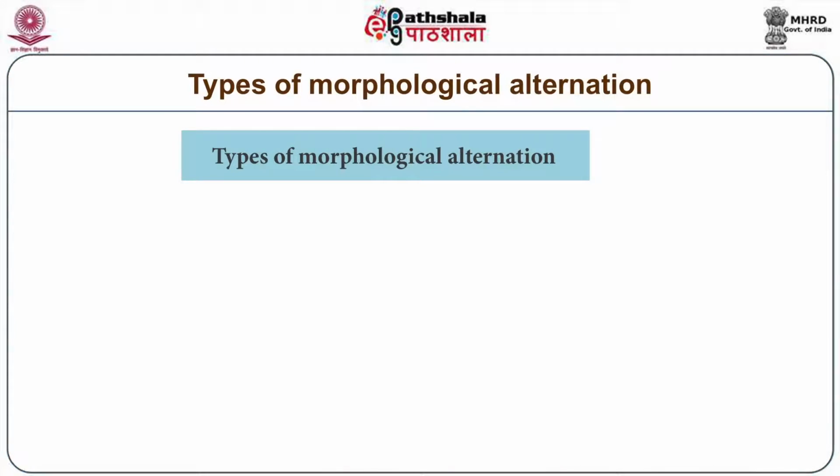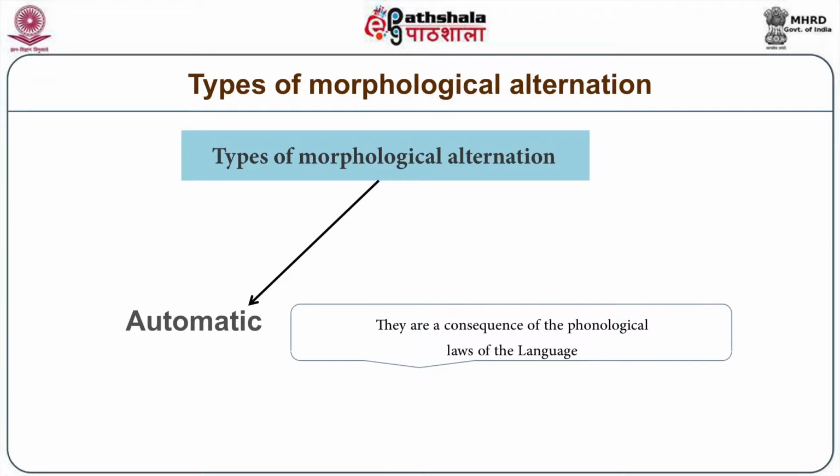Now let us classify alternations into 3 types. Some alternations are automatic. They are a consequence of the phonological laws of the language. These alternations exist because certain combinations of sounds cannot be pronounced in that language. But the morphology tries to get those combinations to appear, so the language has to force its way through it. Those are called automatic alternations.